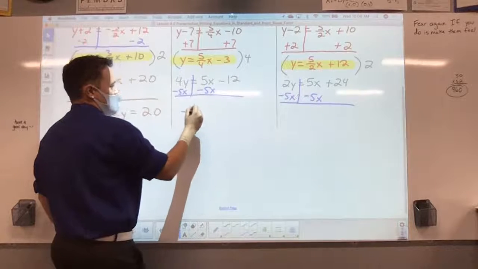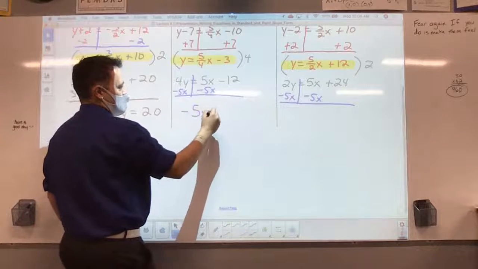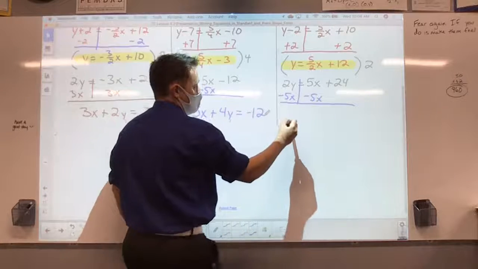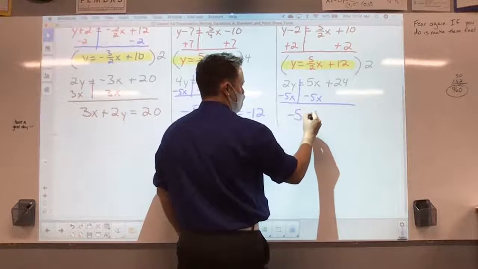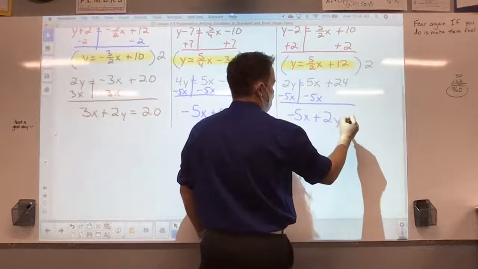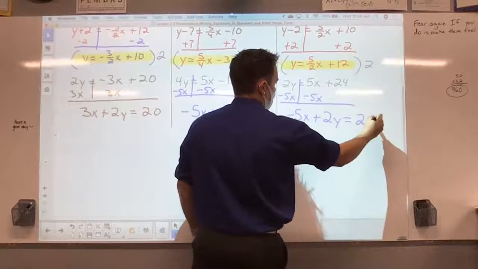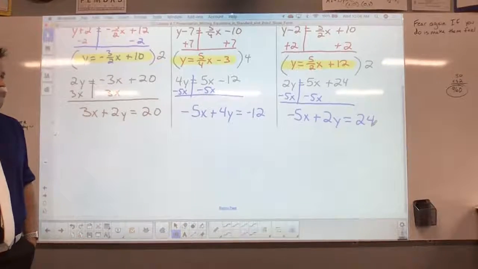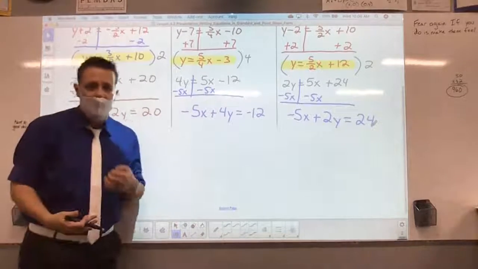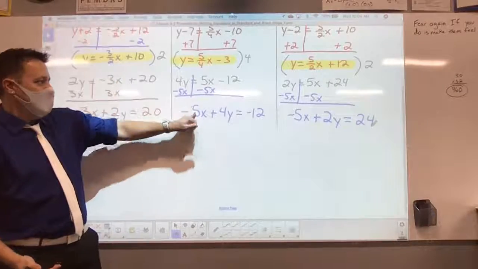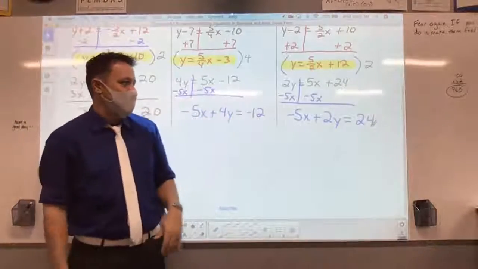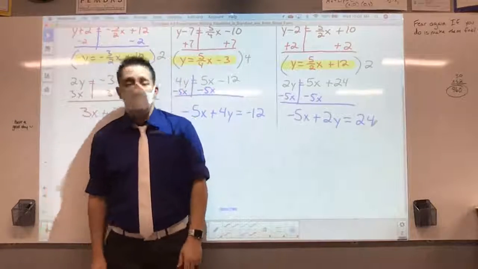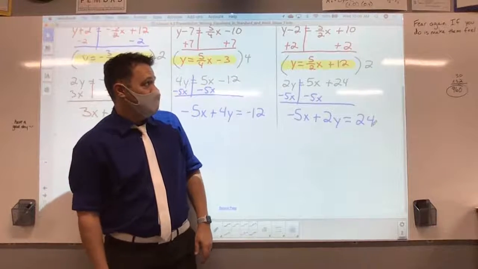This is all about, I can't stress enough, making sure you guys can move things from one side of the equation to the other. If I asked you what the A, B, C values are, I'm pretty confident you guys could tell me A, B, C: -5, 2, and 24. Okay? And that's it.